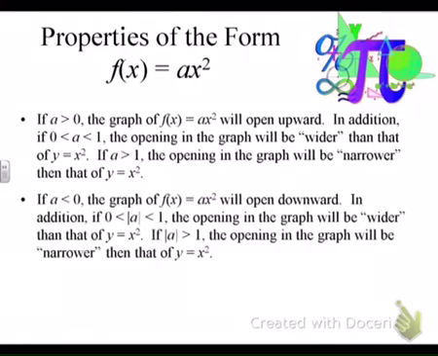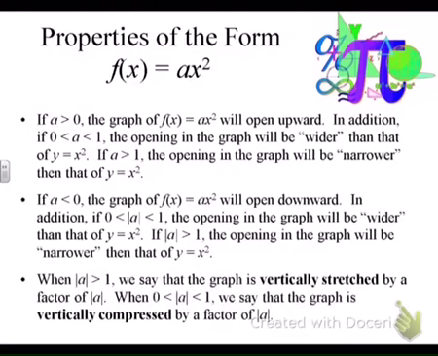Okay, this is just kind of summing up everything we've discussed. If a is less than 0, then we know it's going to open downward. That means a is going to be a negative number. In addition to that, if the absolute value of a falls between 0 and 1, the opening of the graph will be wider than that of the parent function. And if the absolute value of a is greater than 1, the opening of the graph will be more narrow than that of y equals x squared.